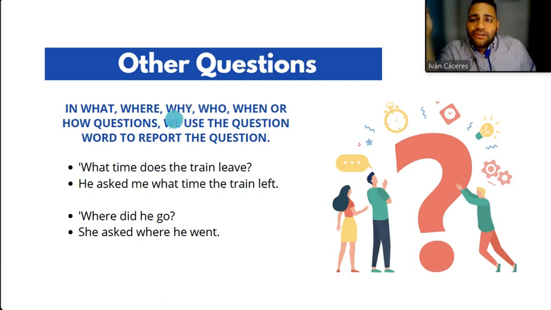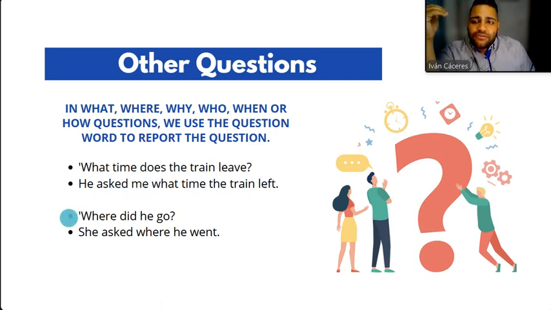And for other questions or open questions, questions that have what, where, why, who, when, or how, we use the question word to report the question. It's the same thing as we saw in the example. For example, "What time does the train leave?" In the report, we're gonna say, he asked me what time the train left. We are changing the simple present to simple past, and we are keeping the same word. What is the same, okay? What time the train, we eliminate the auxiliary and we put this in past, okay? He asked me what time the train left.